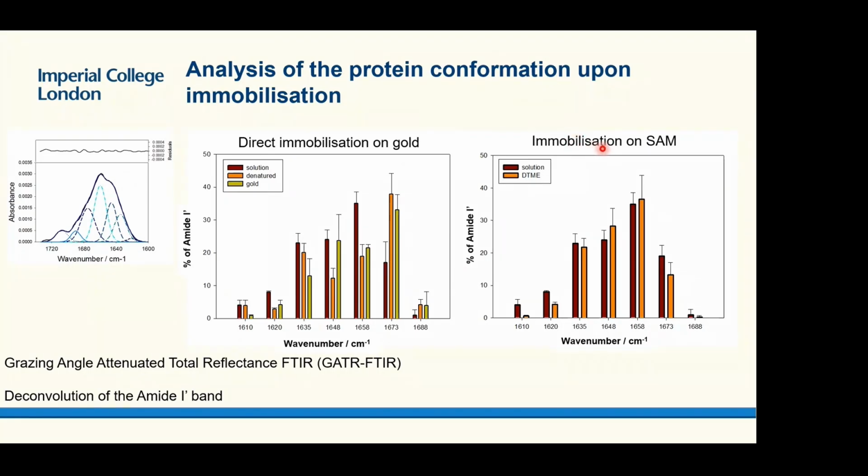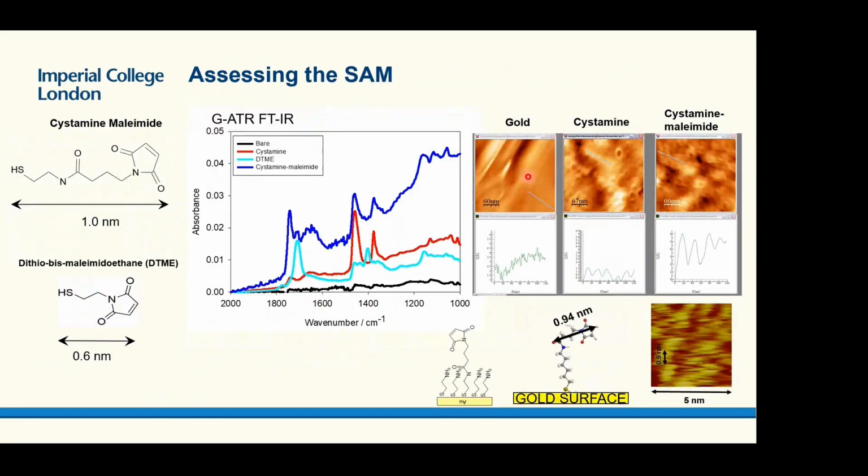While instead, if you immobilize the protein onto the self-assembled monolayer, you can see that the distribution of the bands is the same in solution and on top of the self-assembled monolayer, suggesting that the protein on the self-assembled monolayer instead maintains the native structure. So you build the correct interface between the electrode and the protein.